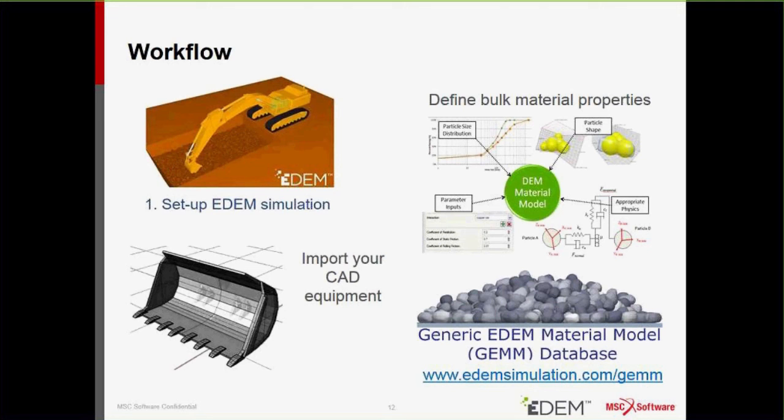Engineers simply go to our website and enter three pieces of information about their real materials: the bulk density, the approximate size of their application, and an angle of repose. Based on those three bits of information, they're instantly provided with all the inputs they need, including things like particle shape and size distribution and all the physics parameters that are required to reproduce that material behavior within EDEM.